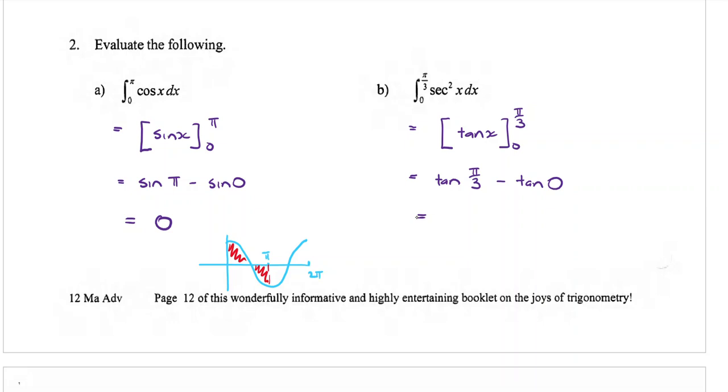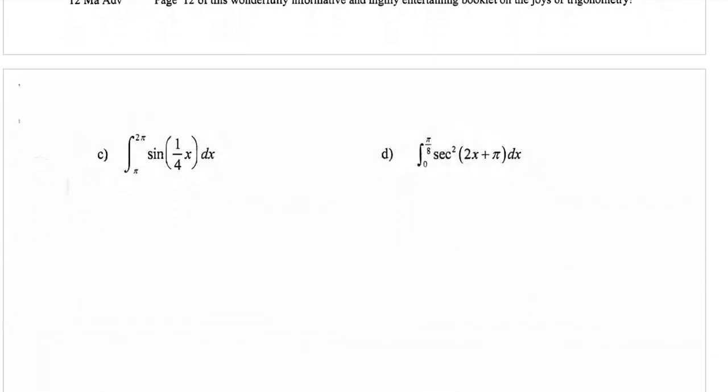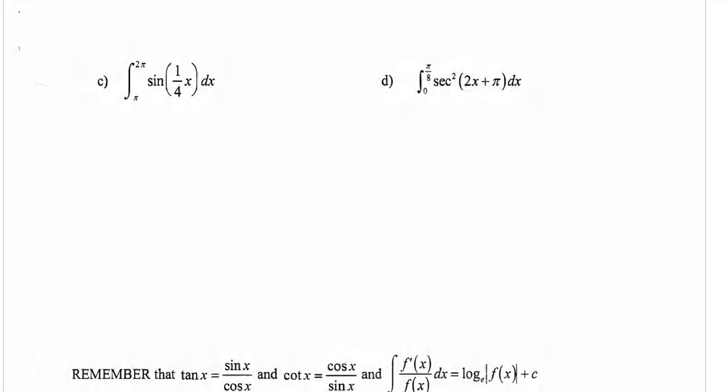It's just root 3. Well done. Okay, so they're the nicest ones you're going to see. Let's make them a little bit harder. Question C. Integrating between pi and 2 pi, sine of a quarter x.